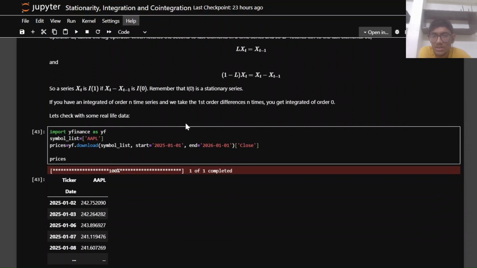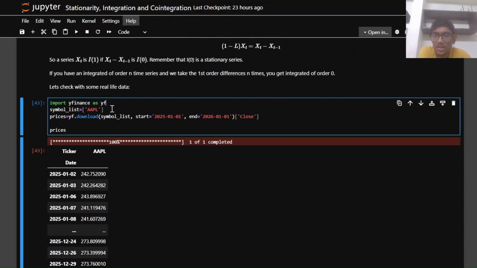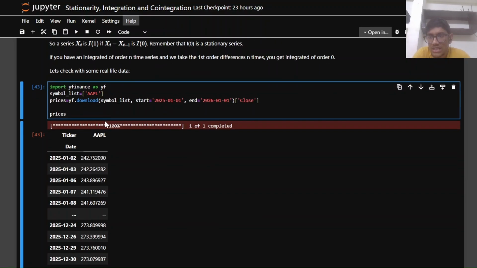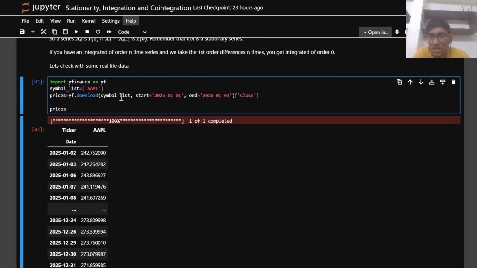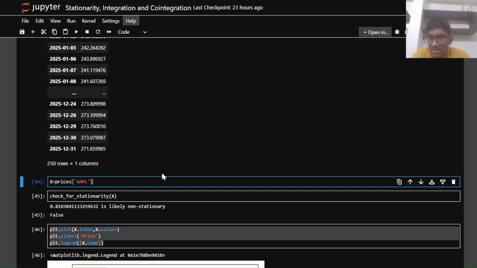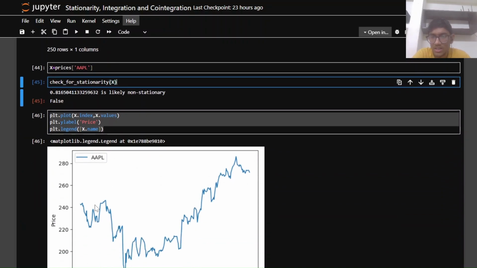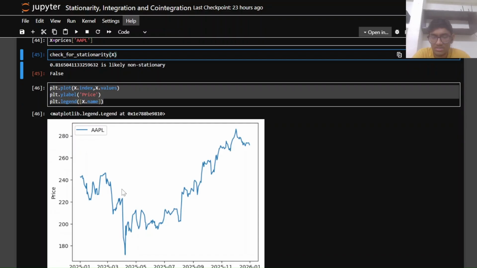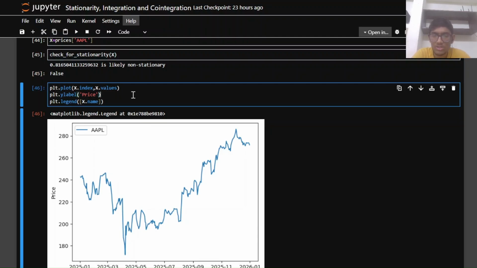So let's just check this out with some real life data. I have imported the yfinance library and I'm using the Apple stock. So I'm downloading Apple stock from the 1st of January of last year till the 1st of January of this year, and I'm using the closing prices, storing the time series in the variable x and checking for stationarity. And as you can see, I'm also plotting the time series here. You can clearly see that the time series is not at all stationary, and that is what our test tells us as well. It gives us a p-value of 0.81, which obviously tells us that the time series is non-stationary.